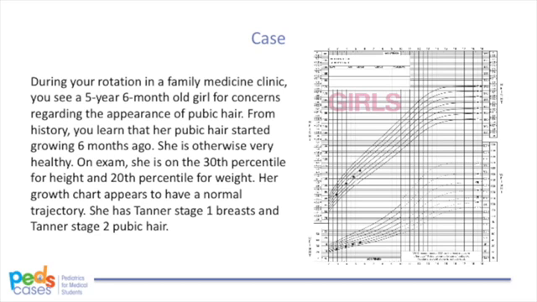During your rotation in a family medicine clinic, you see a 5-year, 6-month-old girl for concerns regarding the appearance of pubic hair. From history, you learn that her pubic hair started growing 6 months ago. She is otherwise very healthy. On the exam, she is on the 30th percentile for height and 20th percentile for weight. Her growth chart appears to have a normal trajectory. She has Tanner stage 1 breasts and Tanner stage 2 pubic hair.